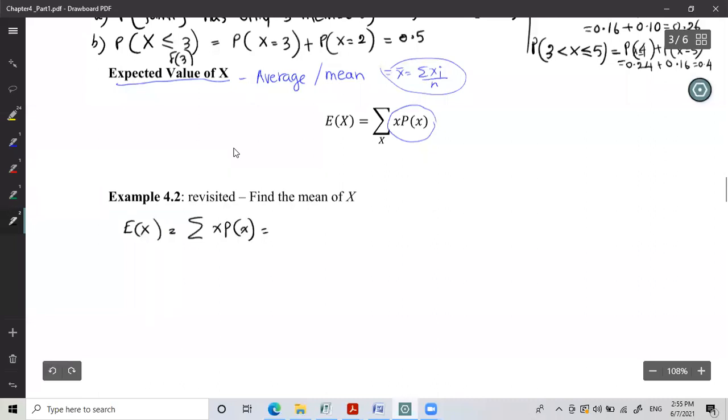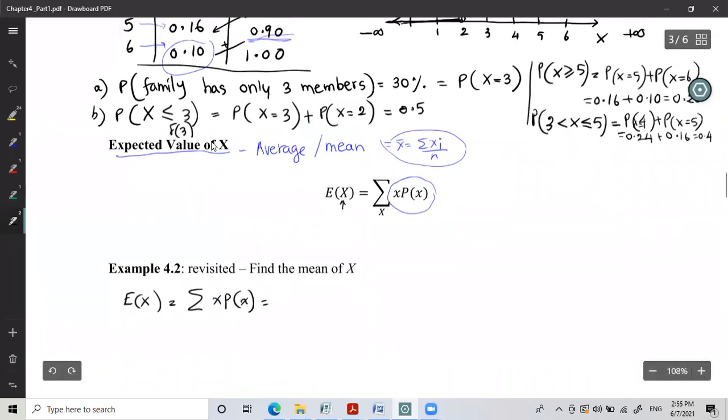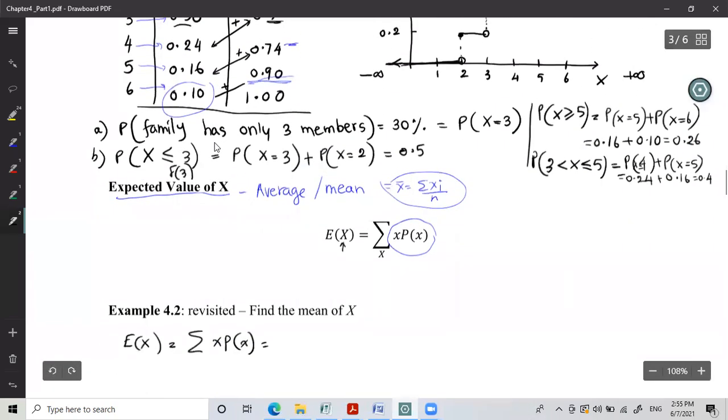Now remember, here you have simple x, which means the values you can get for X. Here the capital X is the random variable. Simple x is the value that the capital X can hold. So capital X is the variable, and the values that it can hold, that means 2, 3, 4, 5, 6, those are simple x's. Let's try to find them one by one. You have 2 times its probability 0.2 plus 3 times its probability 0.3, 4 times its probability 0.24, 5 times its probability 0.16, 6 times its probability 0.1.